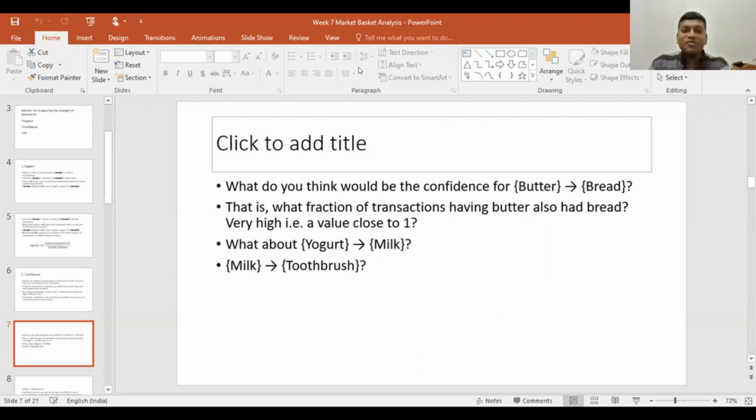Now if you think about this specifically, I want you to reflect on it. Milk to toothbrush, okay? Essentially, what does it mean? It is trying to measure the conditional probability. If toothbrush is purchased, what is the probability that milk is already in the basket? Technically, this is probability of milk and toothbrush divided by probability of toothbrush. Correct?